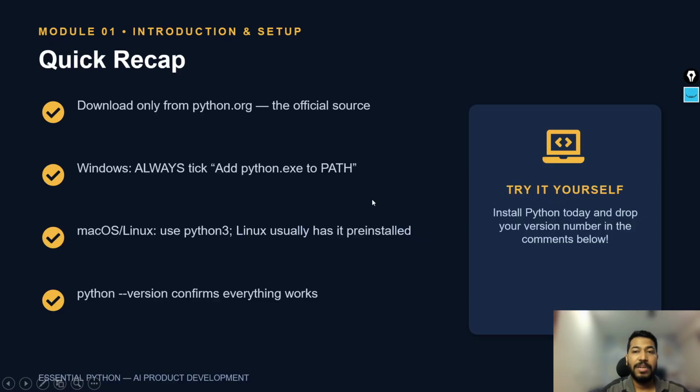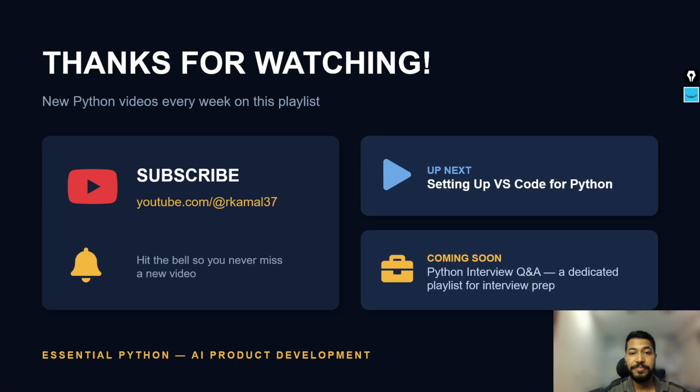Okay, so as part of this quick recap, we have downloaded Python successfully and followed all the required steps to add the python.exe file to the path variable. Then we have also explored the steps that are essential in order to set up the Python development environment locally inside your macOS or Linux machine. And then we have also verified our Python version with different commands.